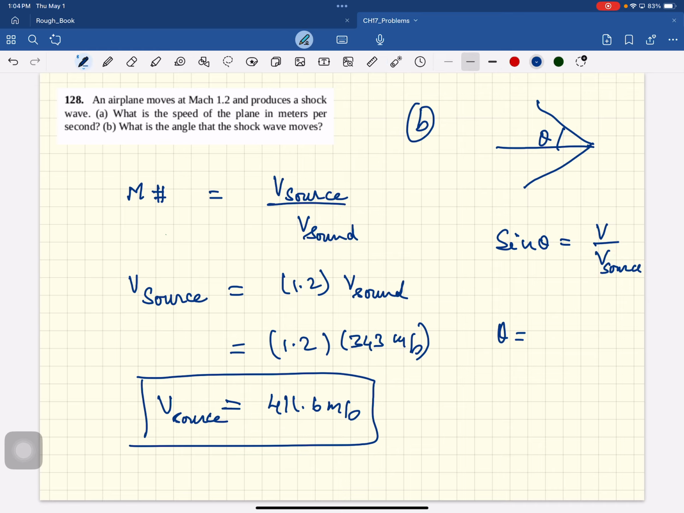So theta is sine inverse of 343 divided by 411.6, which is 56.4 degrees.